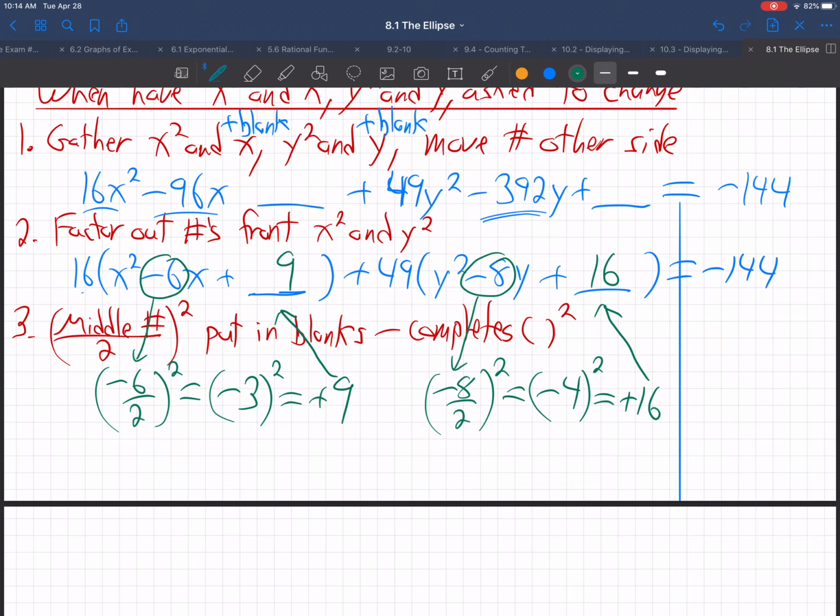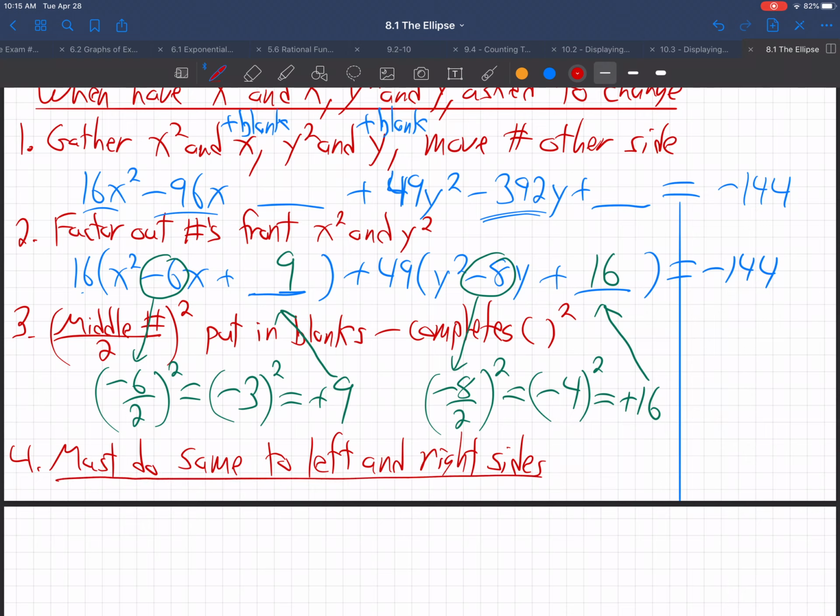But now you can't just do something to the left side without doing it to the right. So you must do the same to the left and the right sides, right? If I put in those new numbers on the left side, I've got to put them in. You can't just add brand new numbers to the left side. You've got to also add them to the right, because this is an equation. This left and right side are equal. So if they're equal before and you treat them the same, they'll be equal afterwards. You got to treat them the same.